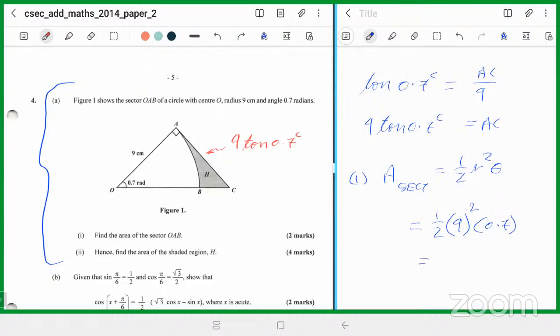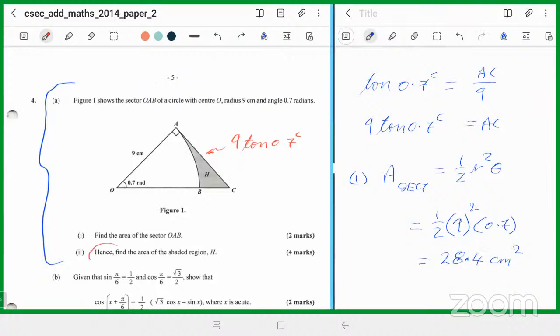28.35. So we can say 28.4 to 3 significant figures. That will be correct. Centimeters squared, that will be correct. All right, so that's the area of the sector.